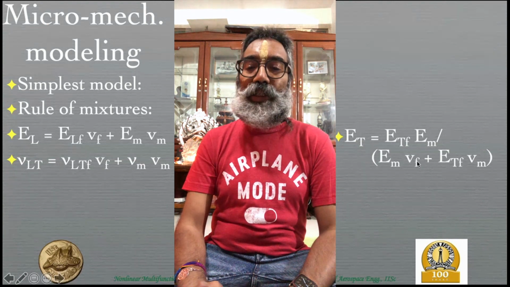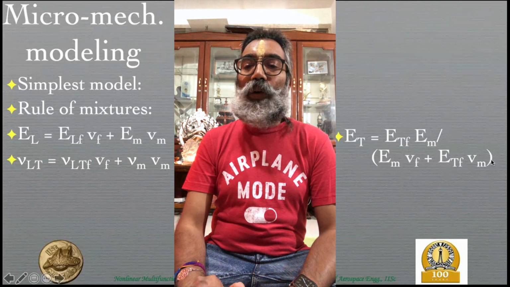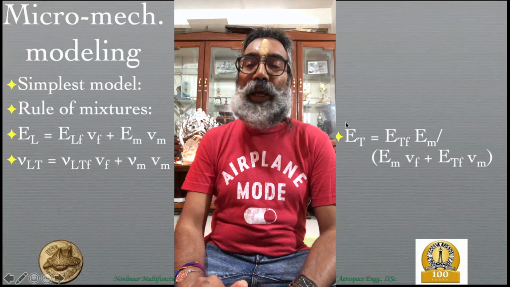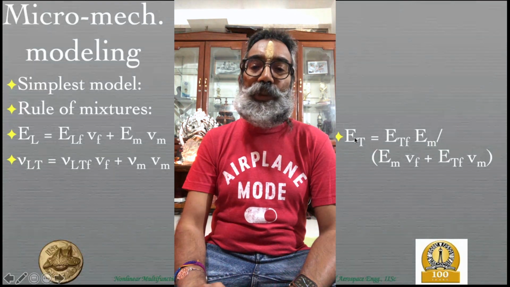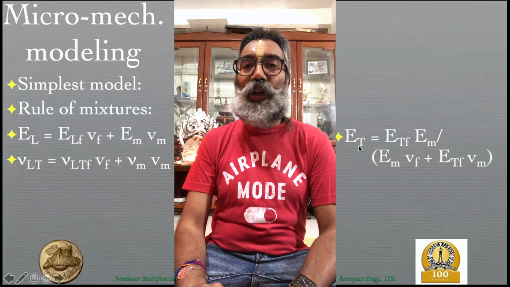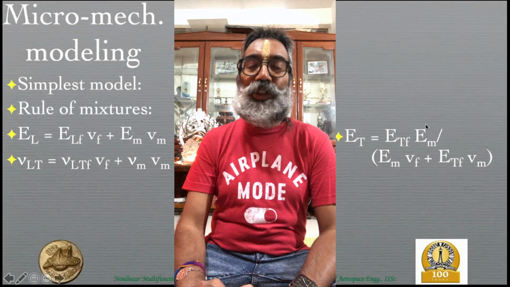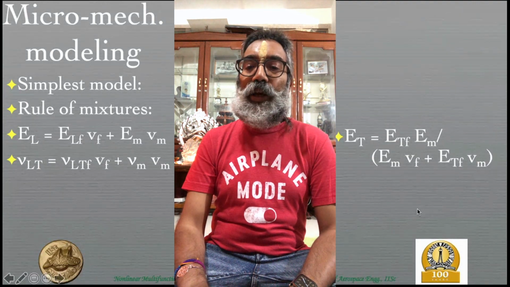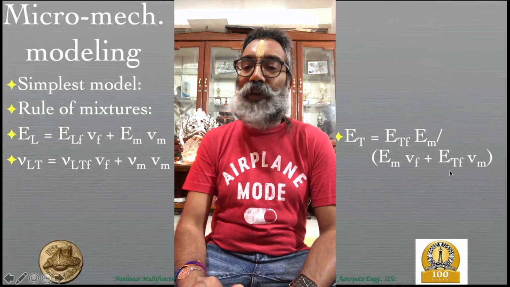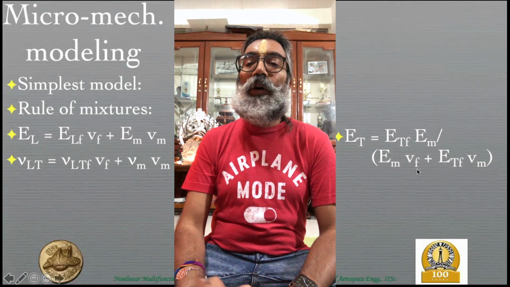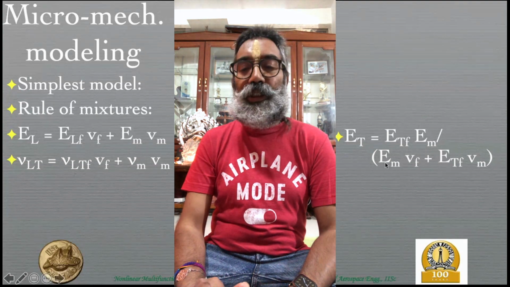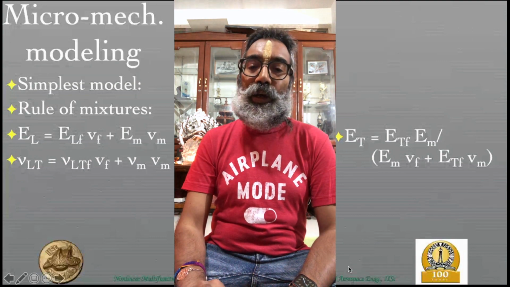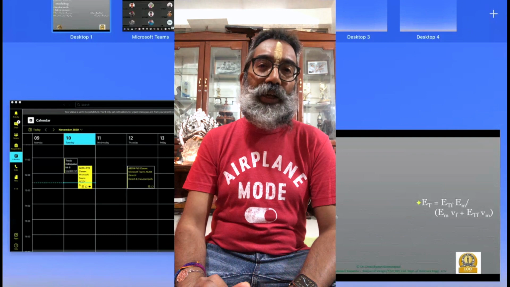A simpler way of writing this, of course, is 1 by ET is equal to VF by ETF plus VM by EM. So that when expressed, because we want to determine ET for the composite, that is the Young's modulus in the transverse direction for the composite in tension, we want to put ET on the left hand side and get everything else, which we know of the fiber's properties, the matrix's properties, and their volume fractions, on the right hand side, known quantities, and we want to determine this unknown, so that's why we're pushing that to the right.